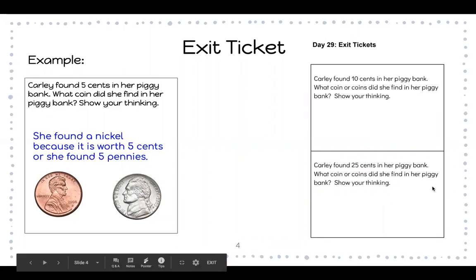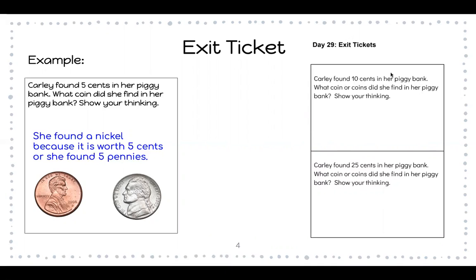Now, these are your exit tickets on your packet. Carly found 10 cents in her piggy bank. What coin or coins did she find in her piggy bank? Show your thinking. Carly found 25 cents in her piggy bank. What coin or coins did she find in her piggy bank? Show your thinking. Now remember, you either need to tell us what coin it is, if there's a coin for 25 cents or 10 cents, or you need to tell us how many pennies 10 cents is and how many pennies 25 cents is. So you're either looking for that one coin or looking for it in pennies of how many Carly found.